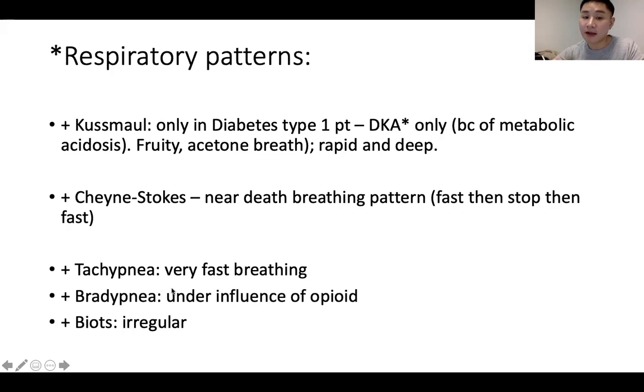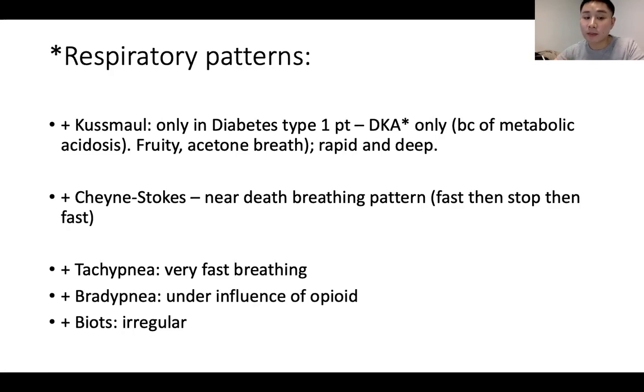Tachypnea is very fast breathing. Patients who breathe fast, what do you guys think? They can easily experience respiratory alkalosis. Why? Because when we breathe fast, we expel more carbon dioxide out of our body. And like I said earlier, carbon dioxide is an acid. When we lose too much acid, we go into a state of alkalosis. So that's why tachypnea, very fast breathing, can lead to respiratory alkalosis.